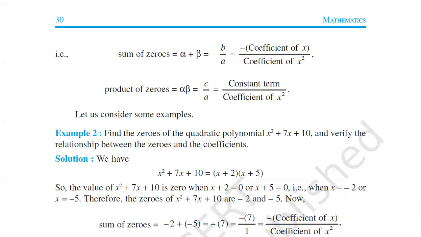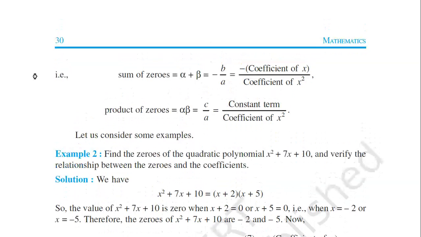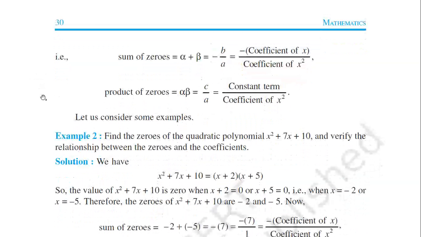Sum of zeros means alpha plus beta, that is nothing new. It's called sum of zeros because alpha is the first zero, beta is the second zero. Here, remember that zero does not mean the number zero. Zero here means the answer, the value of x. It's called a zero in terms of mathematics.